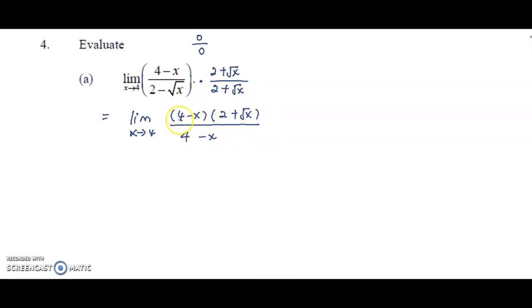Why I asked you not to expand the numerator is because now you can see that actually you can cancel off the 4 minus x. Once you cancel off the 4 minus x, you can start to substitute the 4 into the x to evaluate your limit. So you can start the substitution. You got 2 plus 2, that will be equivalent to 4.